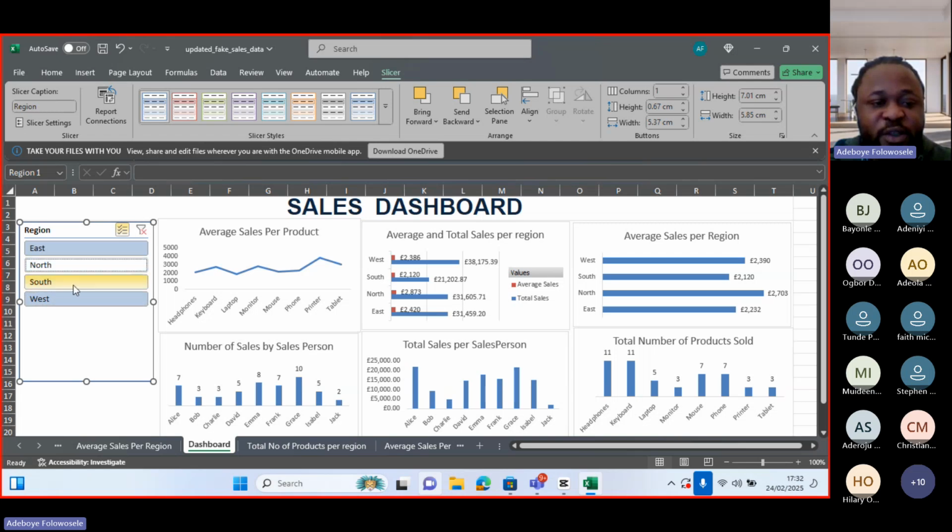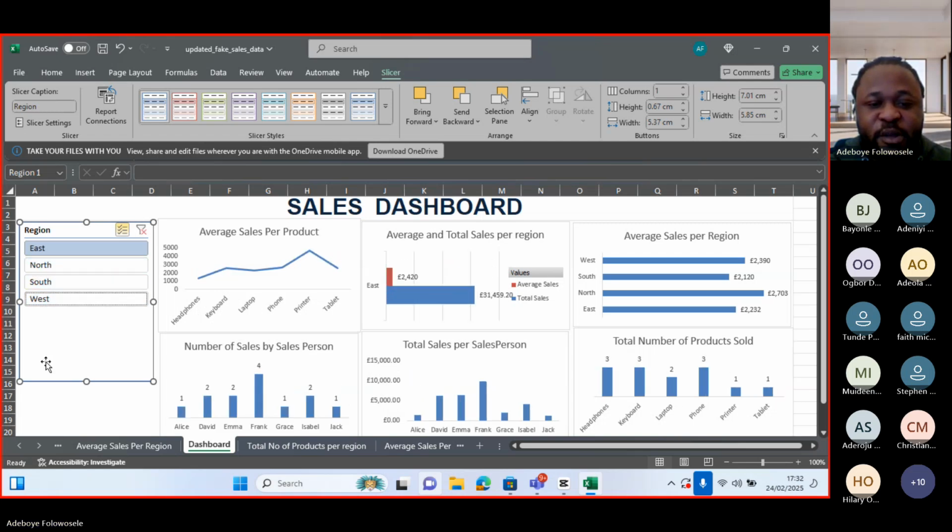So if I want only East, so this is for the Eastern region. This is the average sales product. Printer still remains the highest sales in the East. And Frank had the highest number of sales in the East. Frank also has the total sales in the East.